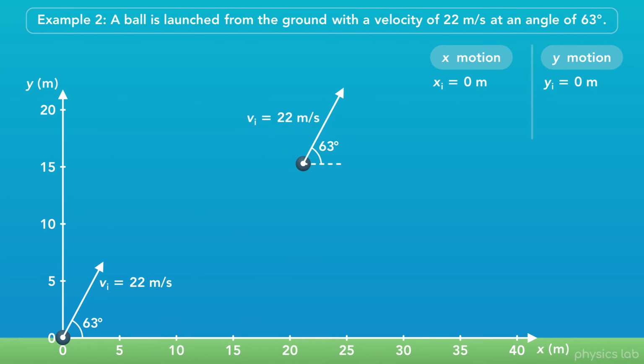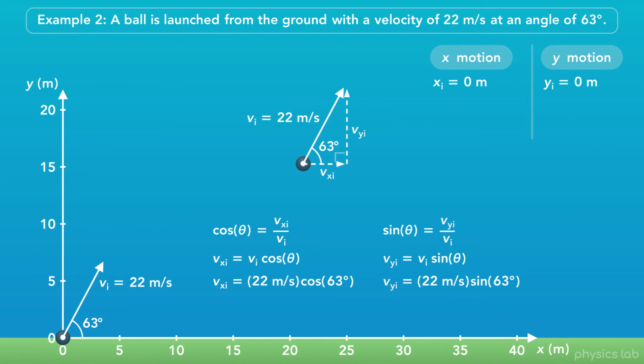Next, what do we do with this velocity vector? In pretty much every case, we need to find the components, the initial x velocity and the initial y velocity. Remember, a vector and its components form a right triangle, so we can use the right triangle trig relationships. The initial x velocity is the initial velocity times the cosine of this angle, which is 10 meters per second. The initial y velocity is the initial velocity times the sine of this angle, which is 19.6 meters per second.